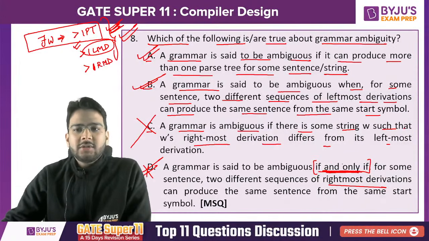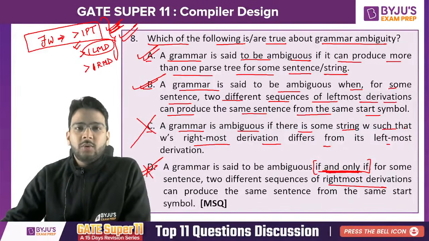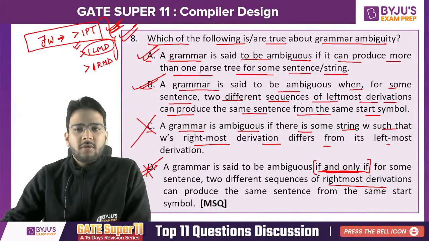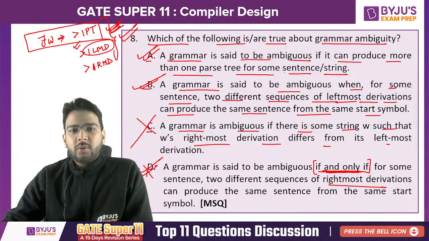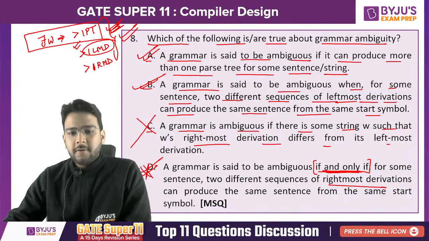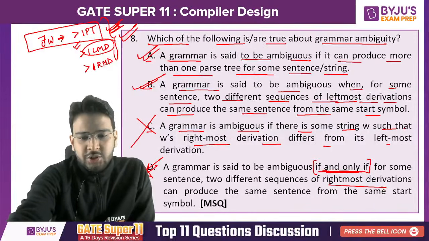Why? Because it is saying that if and only if it has more than one rightmost derivation, then it is ambiguous. But that is not true. If it has more than one LMD, then also it is ambiguous. If it has more than one parse tree, then also it is ambiguous. So yes, we can ignore this. This is also incorrect. Clear? Yes, that is correct, Anisha and Siksha.